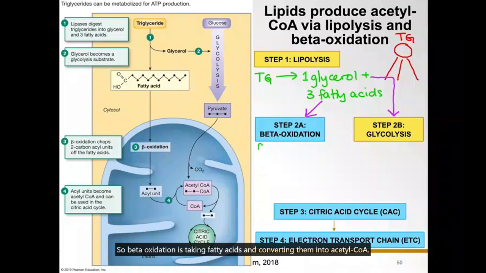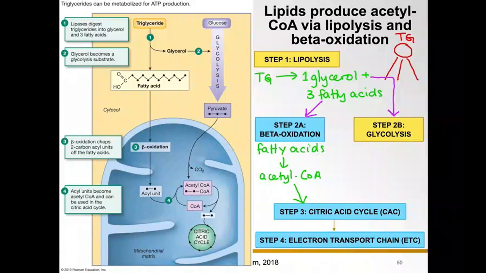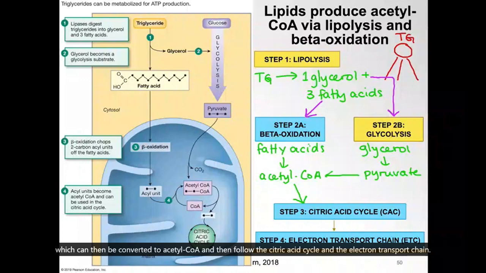So beta oxidation is taking fatty acids and converting them into acetyl-CoA. Once that's done, we know acetyl-CoA can enter the citric acid cycle and produce all of these electron carriers that we already talked about. Same thing, within glycolysis, glycerol will be converted to pyruvate, which can then be converted to acetyl-CoA and then follow the citric acid cycle and the electron transport chain.